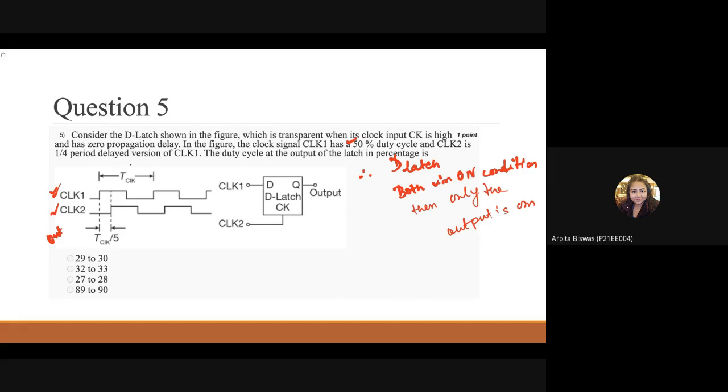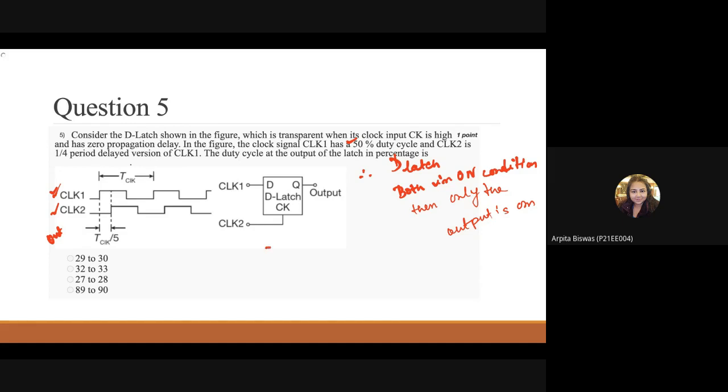Actually, these two questions are very important. Other questions you can easily solve, such as the Boolean function and some combinational circuits. You can go through the video lecture or the PPT and easily solve them. Now tell me, clock 1 and 2 are given, so what is the output clock? What will be the output?